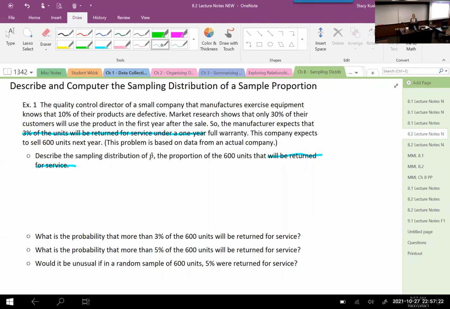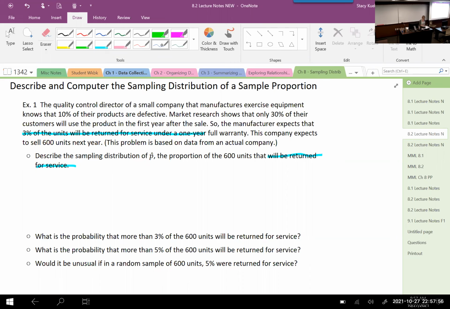Manufacturers expect that 3% of the units will be returned for service under a 1-year full warranty. The company expects to sell 600 units next year. 3% is talking about the population, isn't it? They don't have a value yet for the 600 units that they've sold. They know that on average they expect 3% of what they sell to be defective or something will be returned under warranty.